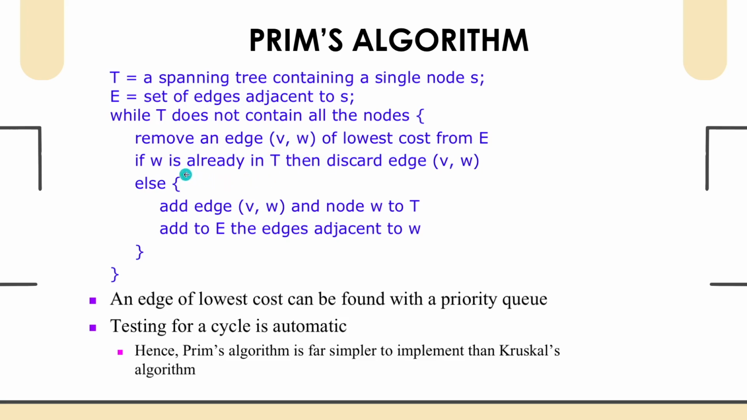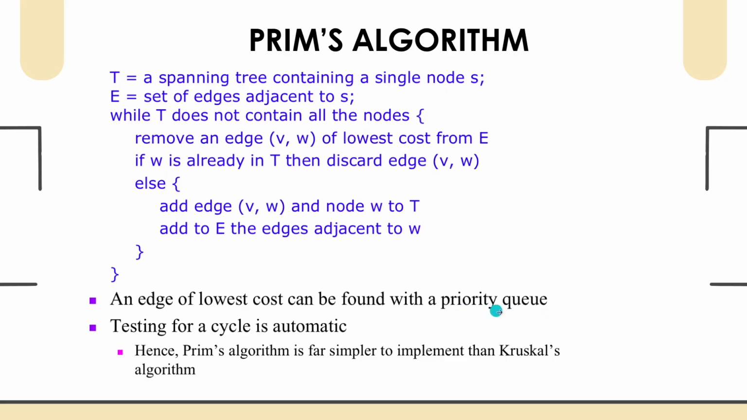If w is already in T, then we cannot again include that vertex. So, in that case, even if we are able to find one such edge with the least cost, we are supposed to discard that edge. Otherwise, we are supposed to add that edge and the node w to the minimum spanning tree, and then add to E the edges that are all adjacent to w. You know that the edges adjacent to a newly visited vertex are maintained in E, so now that we have added a new node w to the spanning tree, we are just adding the edges that are adjacent to w to the set E. We will be repeating this till we are able to bring in all the vertices that are part of the graph into T.